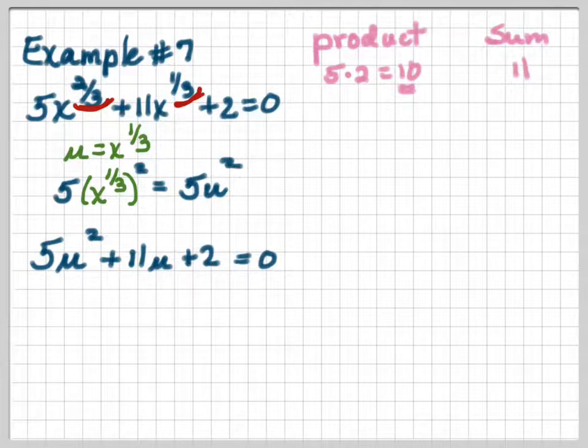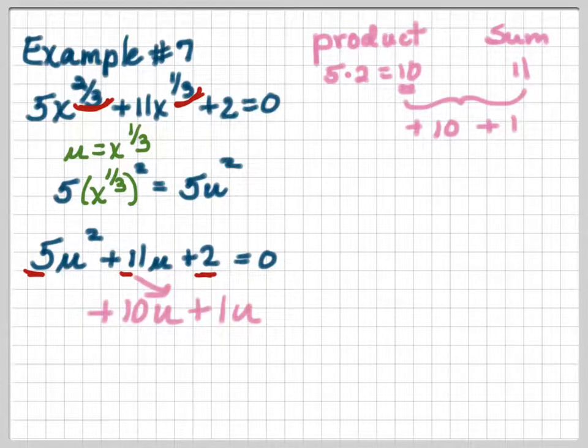Now, just a quick reminder, you can either factor this by the British method, or you can do it by factoring and regrouping. I need two numbers whose product is 5 times 2 and whose sum is 11, and that would be 10 and 1. So I'm going to take my 11u here and rewrite it as 10u plus 1u. And then I put my 5u squared and my plus 2 at the ends.